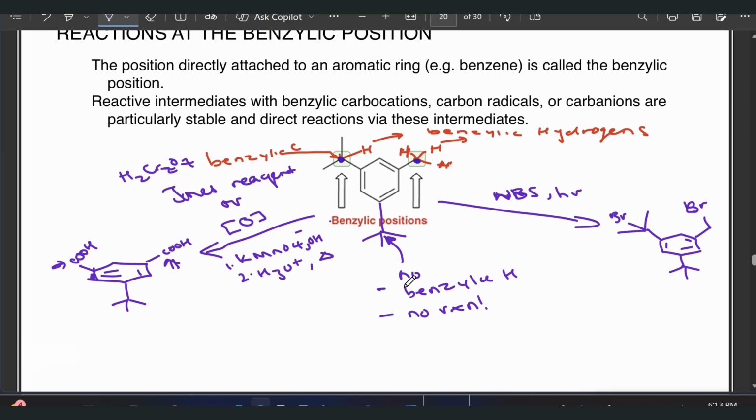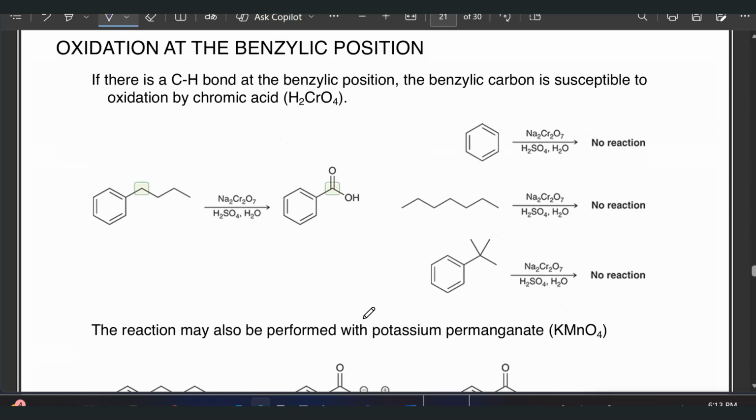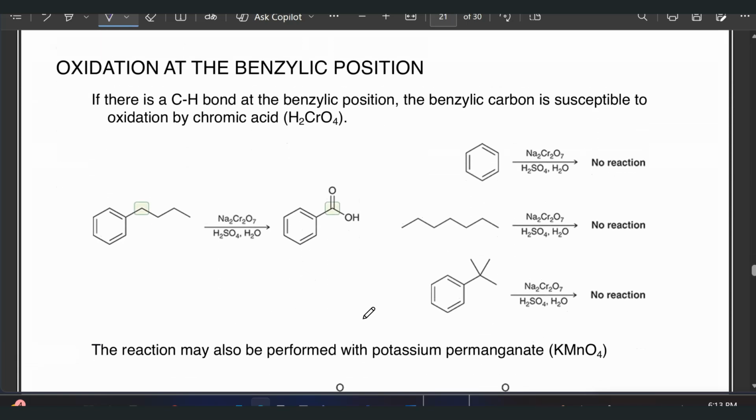So what I've written here is a summary of what you see here. The first thing you want to do is identify. This is your thought process. What happened to my handwriting? I've been writing since morning. Identify benzylic carbons, and then does it have hydrogens? If so, it reacts. That's just the basic process of this.